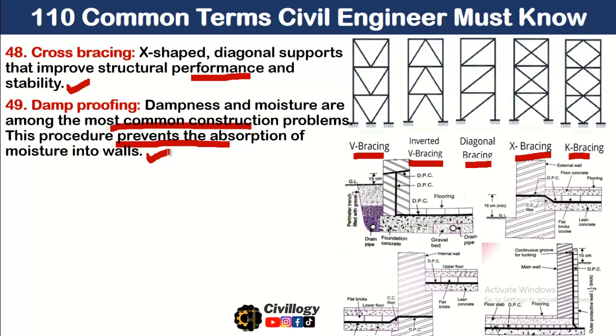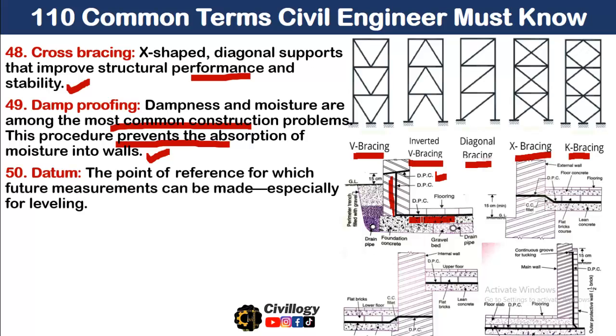As you can see over here, DPC is provided, and one thing is very obvious from this diagram, that DPC could be vertical. As you can see over here, there is vertical DPC, and it could be horizontal. Horizontal DPC is provided at different construction layers to avoid penetration of moisture into the building.